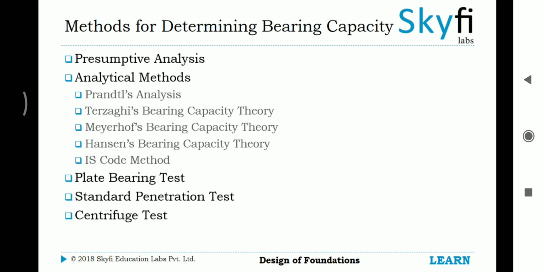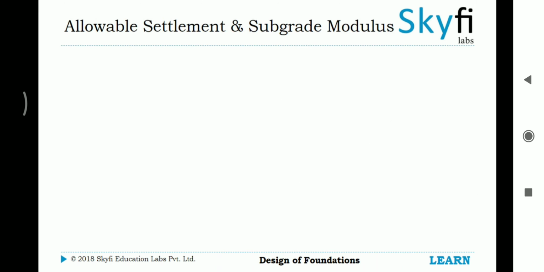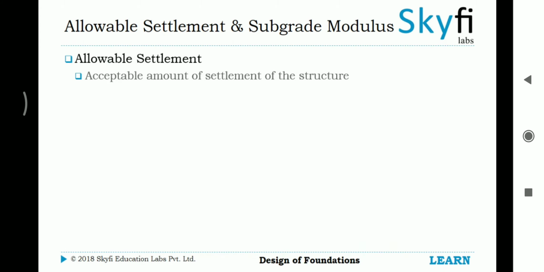The centrifuge method is a technique in which modeling of foundation behavior is carried out. Here, physical scale models of soil systems are placed in a centrifuge to check their behavior under simulated conditions. Let us now understand a bit about soil settlement. The allowable settlement is the acceptable amount of settlement of a structure, beyond which it will be considered as failure. Usually, a factor of safety is included in deciding the allowable settlement.